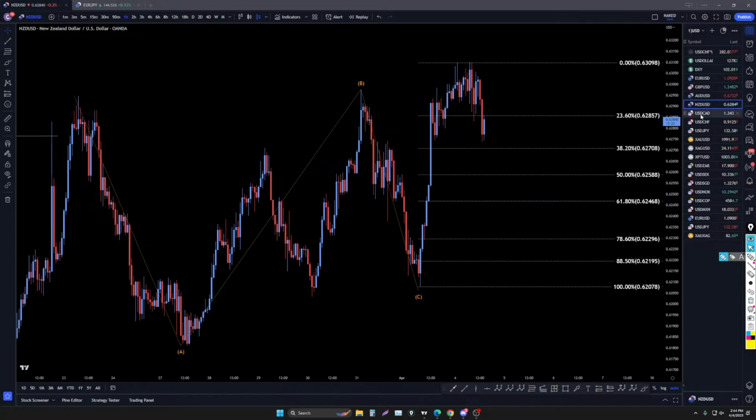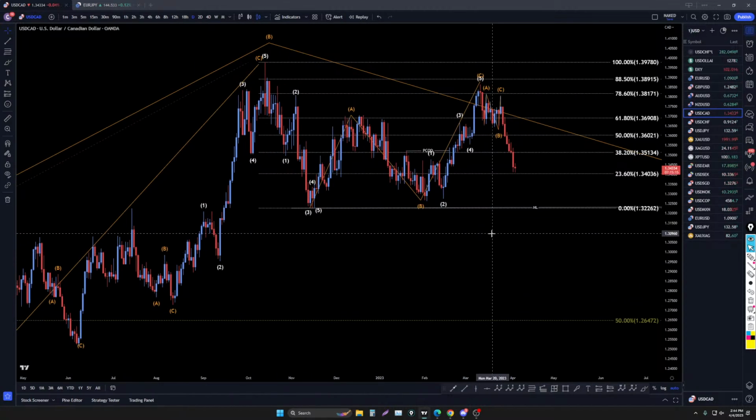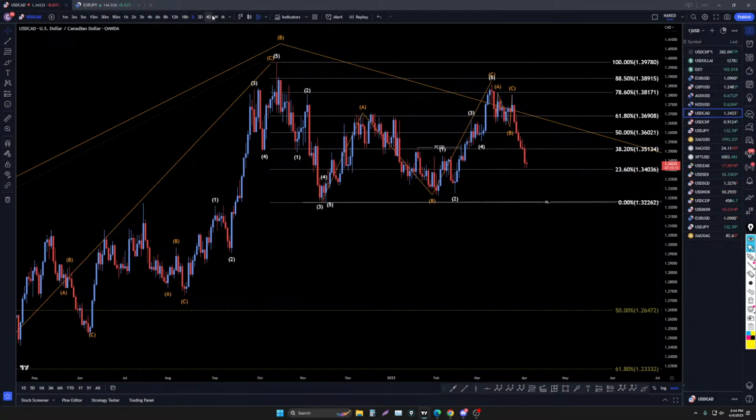So let's check out the US dollar Canadian, which is actually quite a bit different than some of these other pairs. And this one, you almost do have to go to the weekly to see it, but I'll just show you on this time frame, because if you want to see my full top-down analysis, you can just watch my US dollar Canadian videos that I put out every weekday.